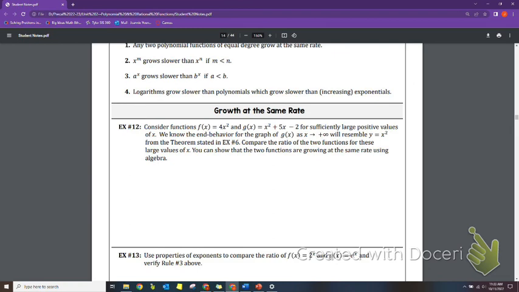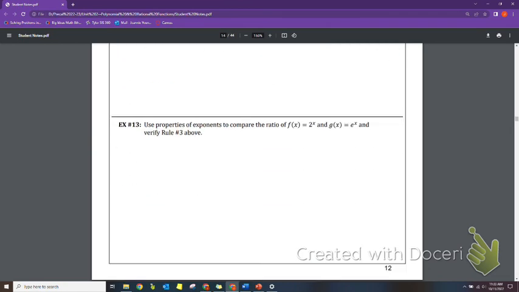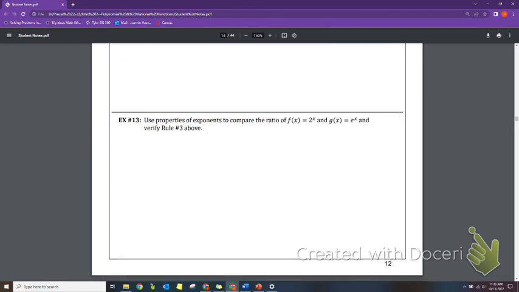All right, example 13 says use properties of exponents to compare the ratio of f of x equals 2 to the x and g of x equals e to the x and verify rule number 3 from above. Well, it says compare the ratios. So we're going to take f of x to g of x just like what we did in the previous one. Okay, so f of x is 2 to the x. g of x is e to the x.